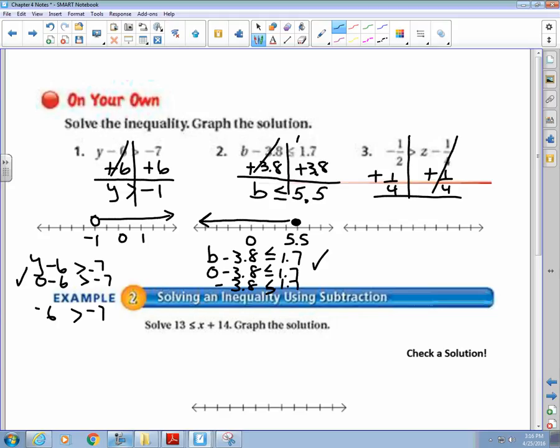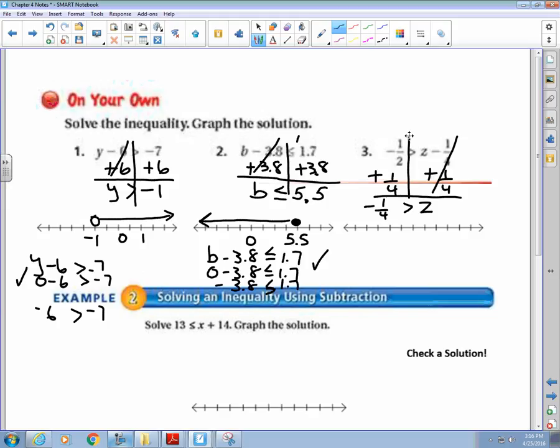Negative 1/4 plus positive 1/4 cancels out to 0, and all I have on this side is a z. All right, I keep my inequality symbol the same as it is, and I have negative 1/2 plus 1/4. If I add those in a calculator, I'm going to get negative 1/4 for my answer. All right, so I have to go ahead and graph that.